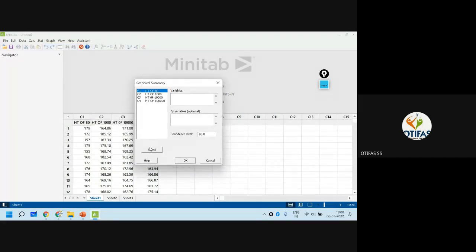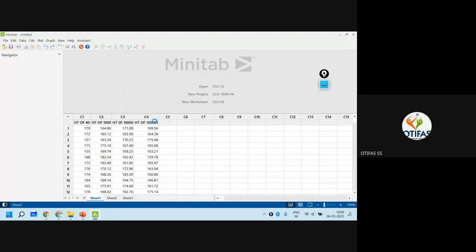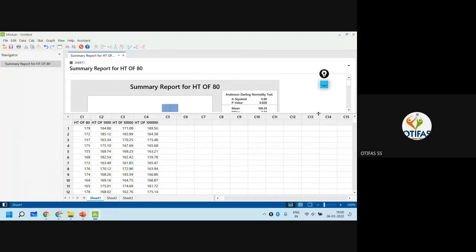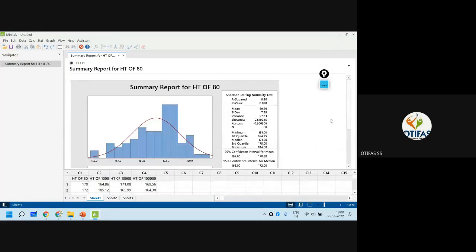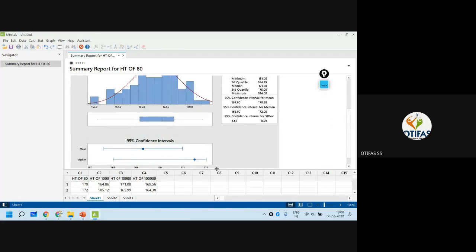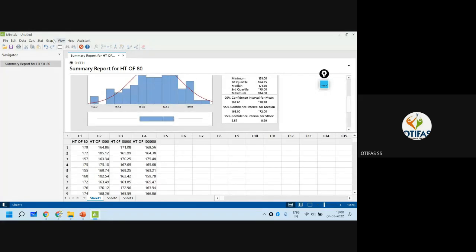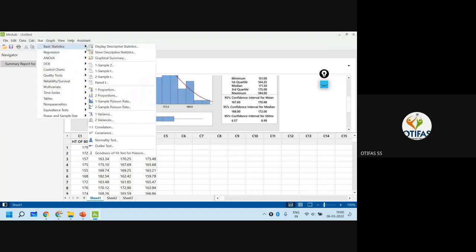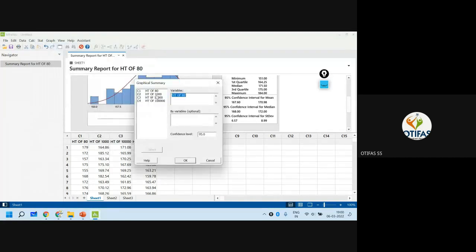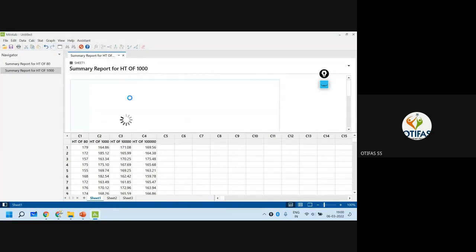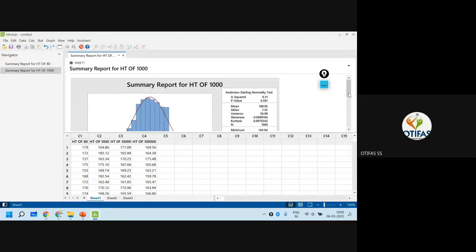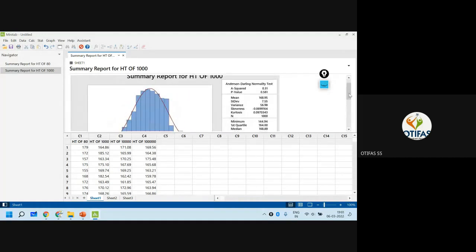Height of students, 80 students. You got it? Height of 80 students, it looks like this. Now I have height of 1000 students. Let's see, height of 1000 students. How does it look like? If you see, the curve is more like a bell.